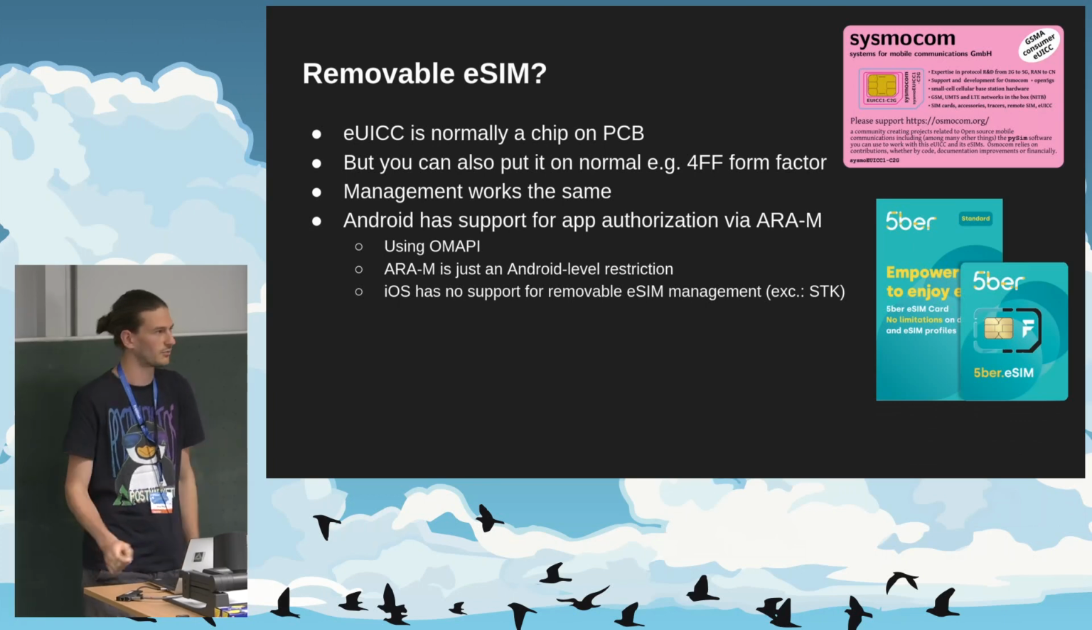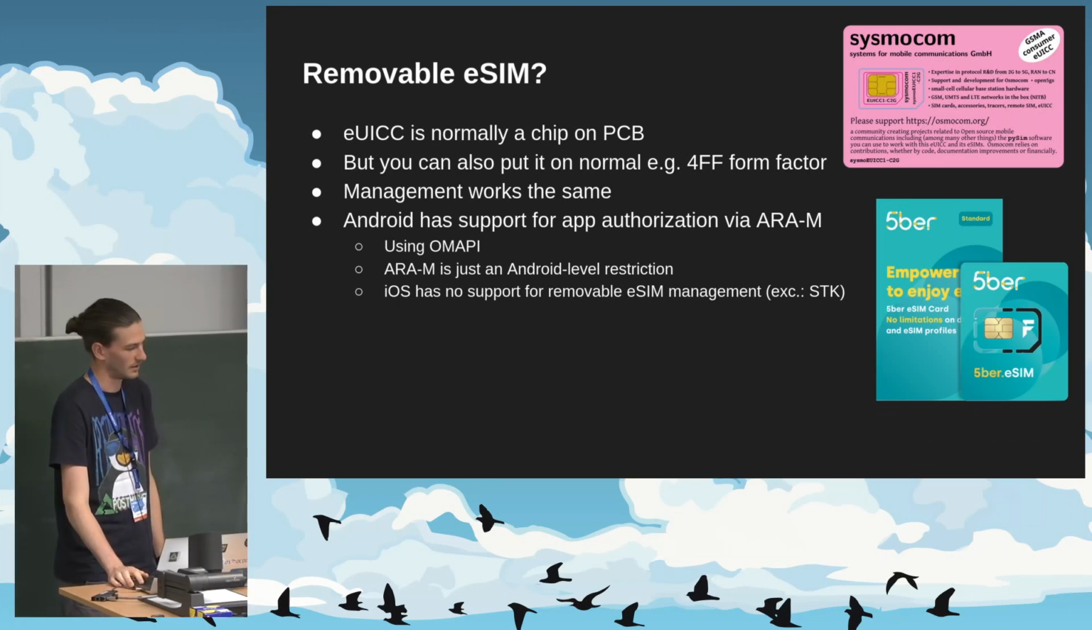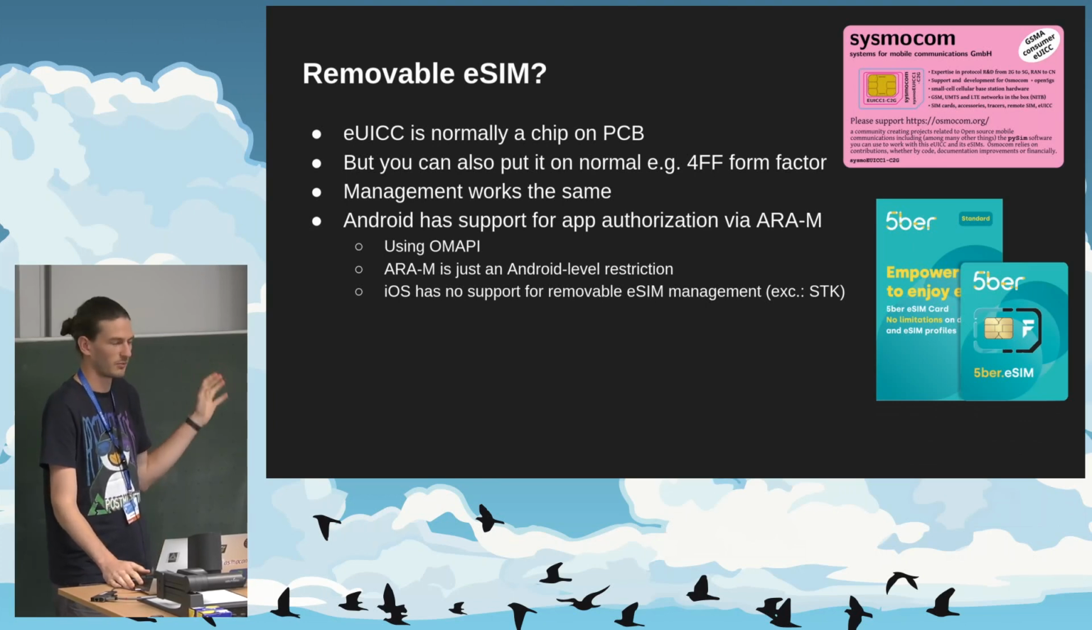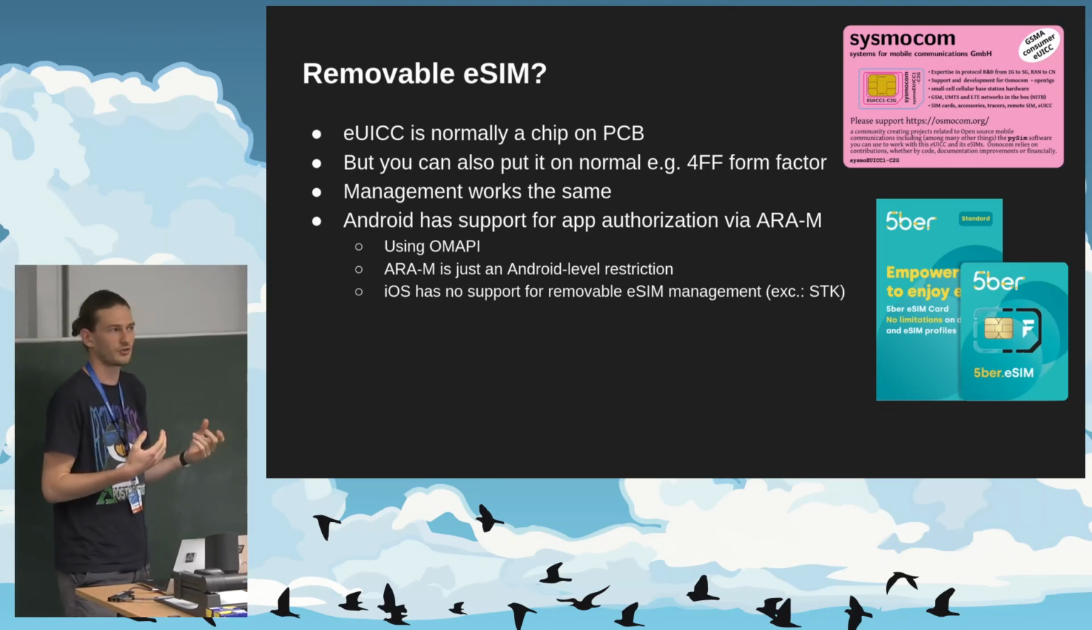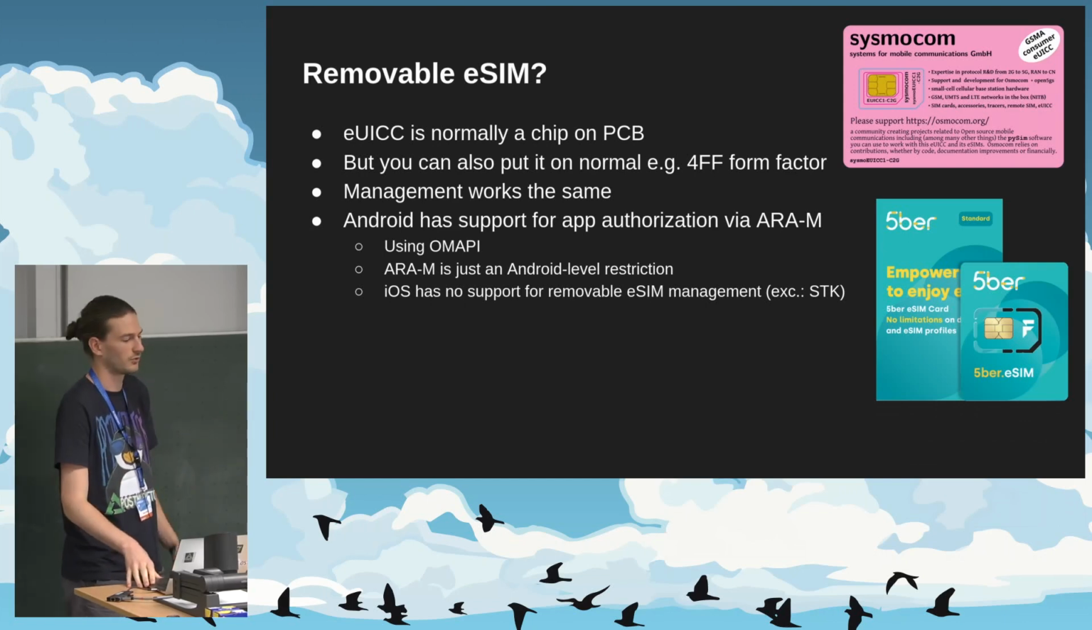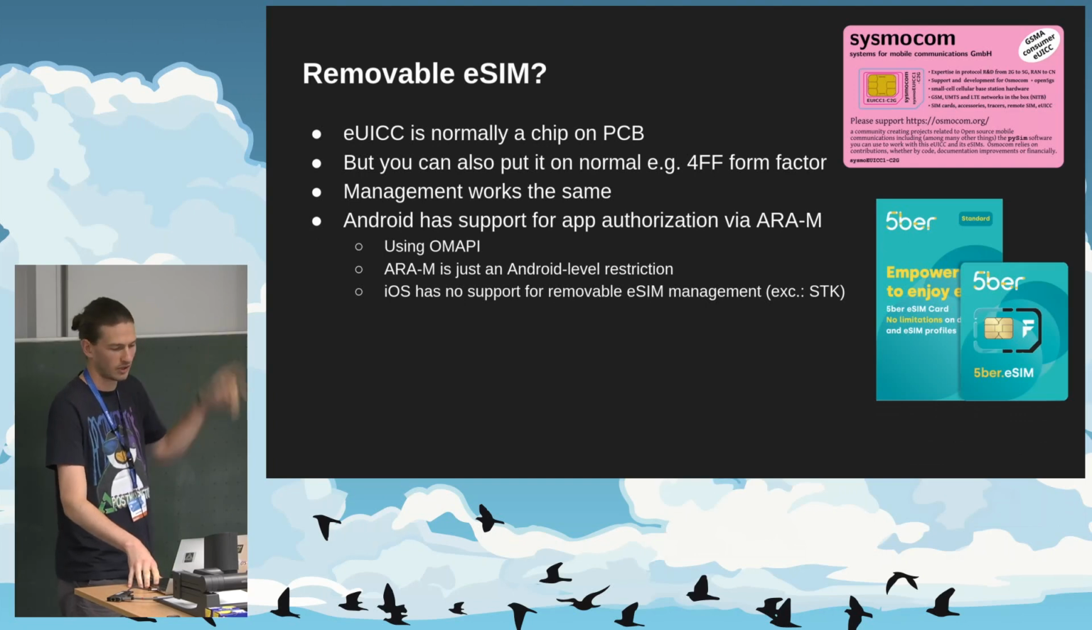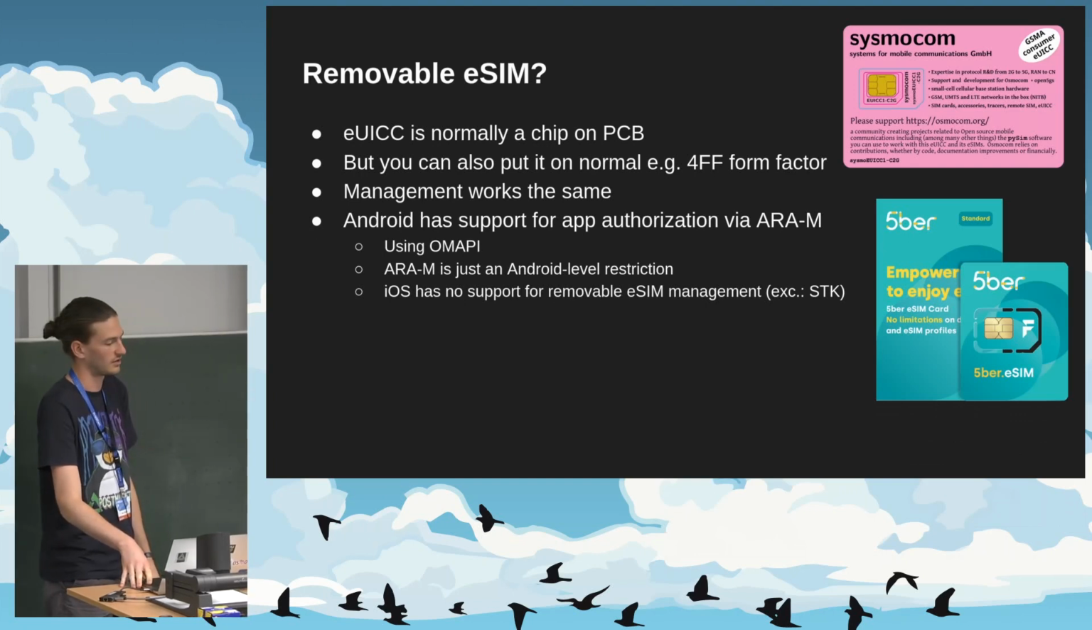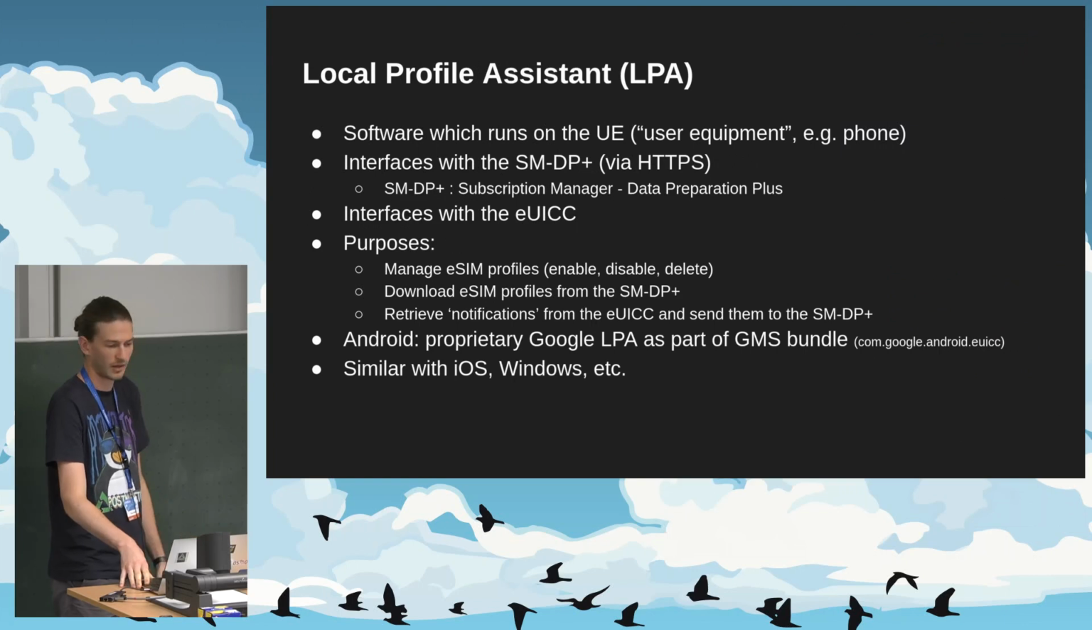Okay, so on eSIM.me you can do the same on iOS apparently. But yeah, it's super limited on iOS. I mean, there's no technical reason why it should be that limited. They could just allow it essentially and do a similar authorization like the OMAPI on Android, but yeah, maybe at some point. Okay, local profile assistant.